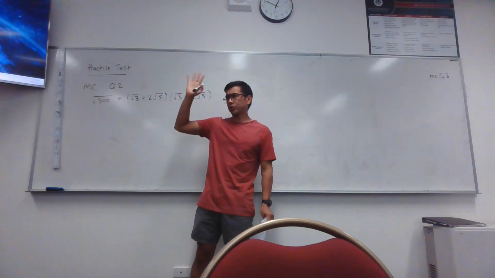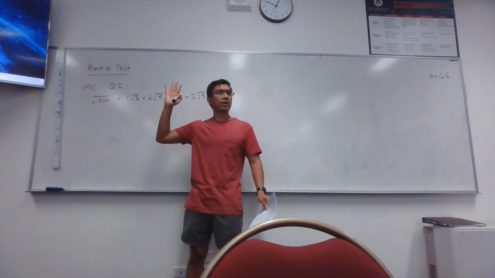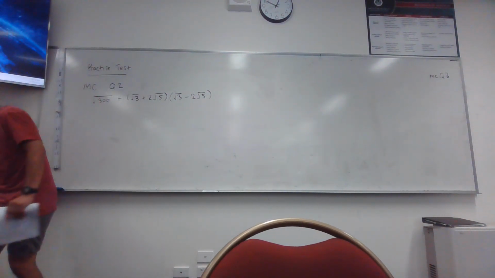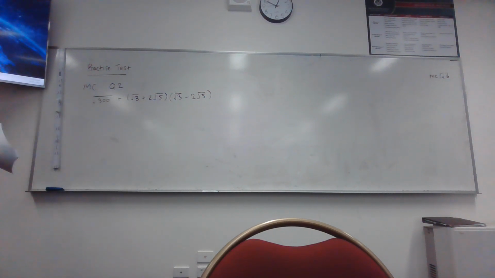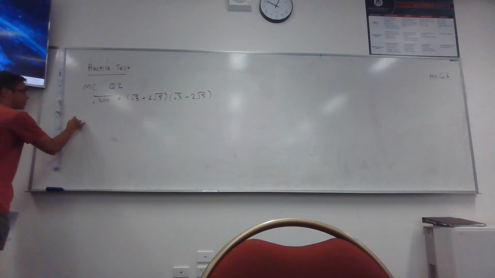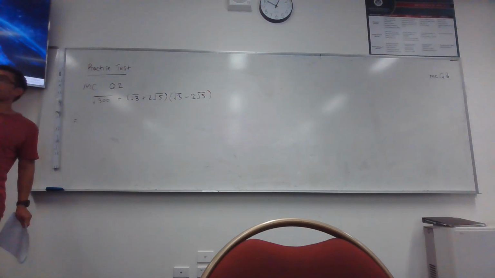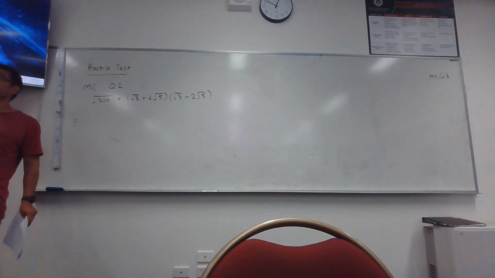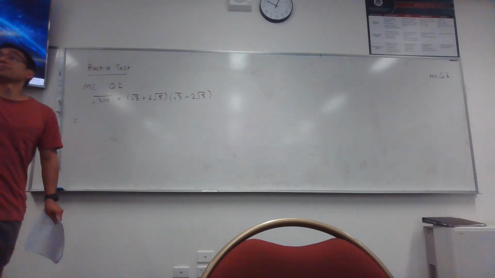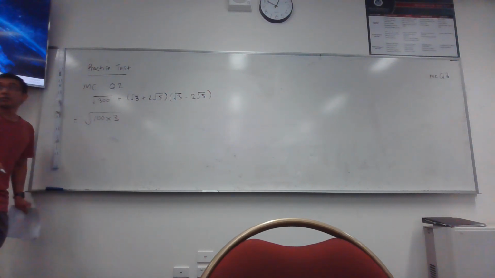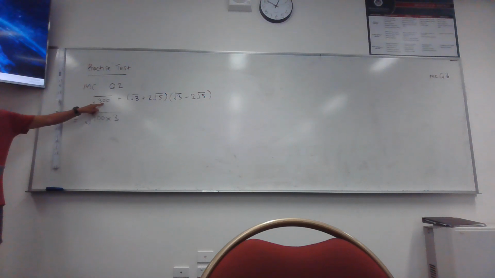Hands up if you've done multiple choice question 2. Okay, and did you get it right? Yes. Okay, so we're just going to do it for the other people. Remember, we want to evaluate root 300. What are we trying to do with the root 300? When there's a square root, in regards to the factors, what are we looking for? The biggest square factor, which is 100. 3 times 100 is 300.